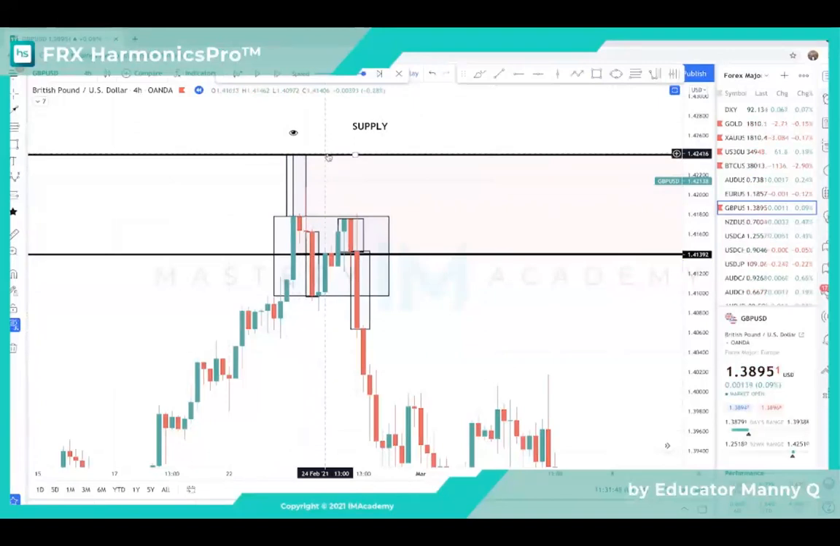The buyers couldn't hold. The huge candlesticks are telling me that there's a lot of volatility, a lot of volume in the market, which means that the banks don't want it to be there. So they're pushing the market fast out of that zone. So I know that the market does not want to stay in this zone.